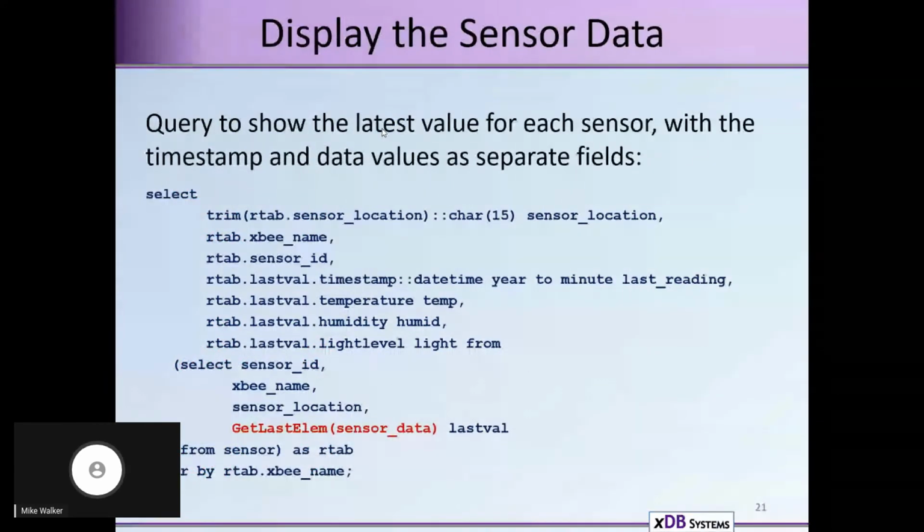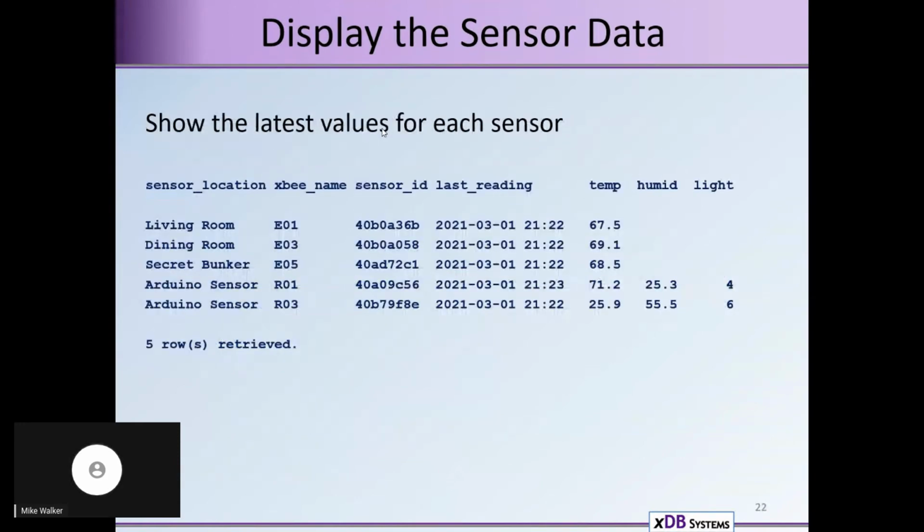Now we can query that sensor data. Here I'm using a get last elem function. Again, another time series function. And here we just want the latest value in that time series, and this function will return it for us. And here's an example of the output. So we see our base information followed by the latest value for each of the sensor records that we have saved in that table.